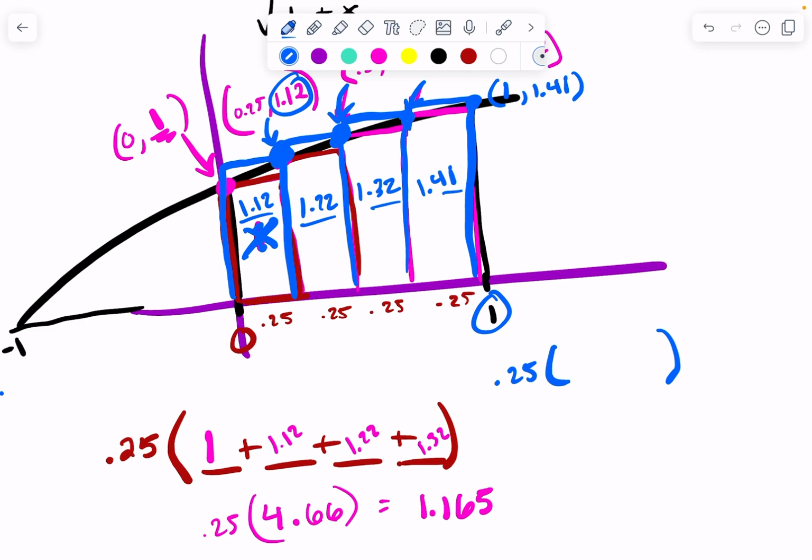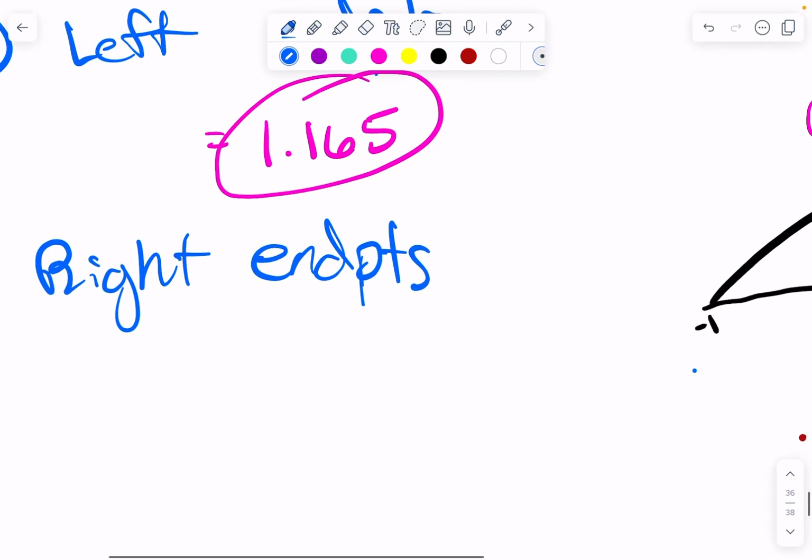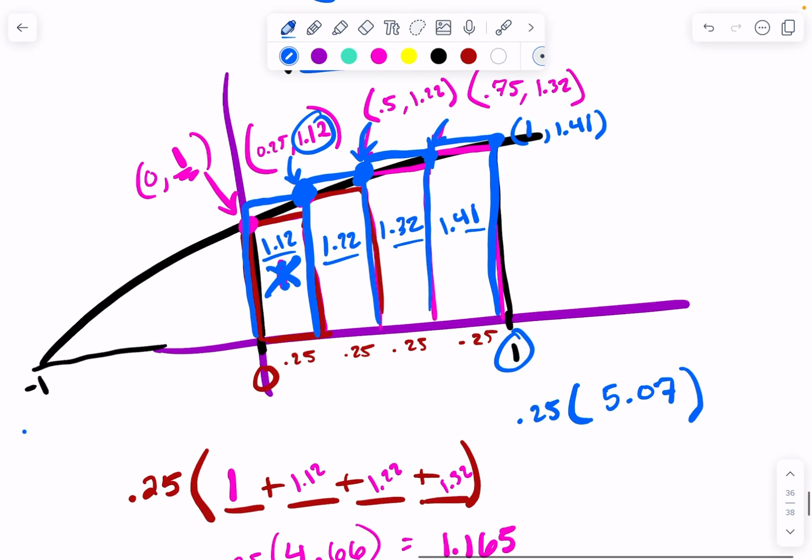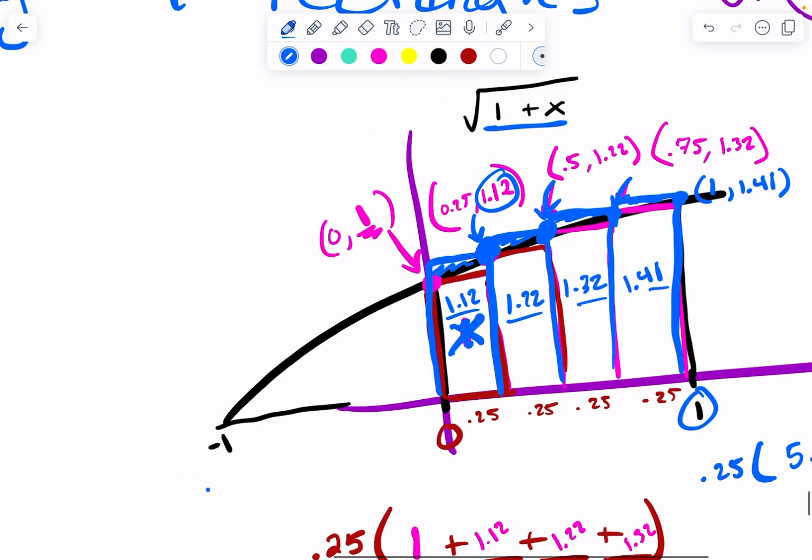Okay, so if I add those together, I got 0.25 times, blah, blah, blah. Should I try to do that in my head? I think we're asking for trouble if we do that. Plus 1.22, plus 1.32, plus 1.41. And I get 5.07. And I'm going to take that times 0.25. 1.2675. So, and again, the right endpoints is going to provide an upper estimate, like an overestimate, because all of this area is accounted for that shouldn't be accounted for.